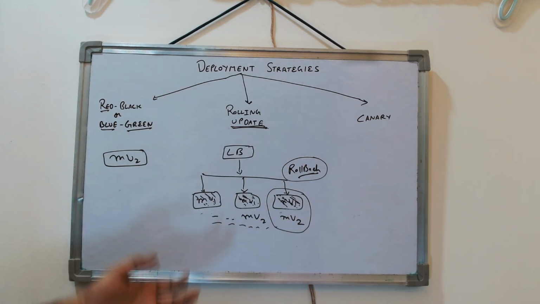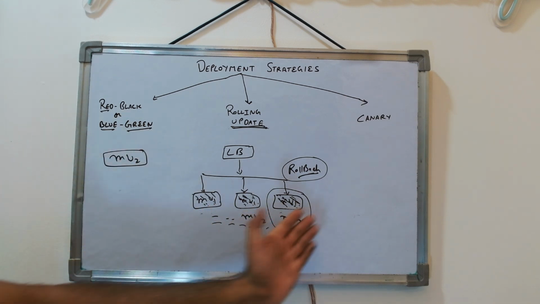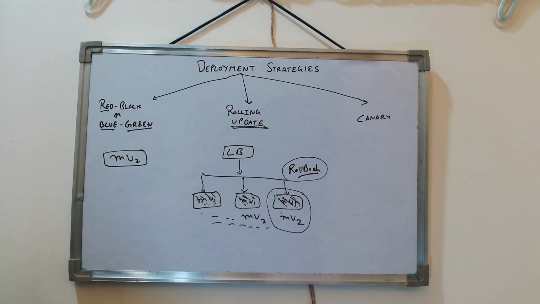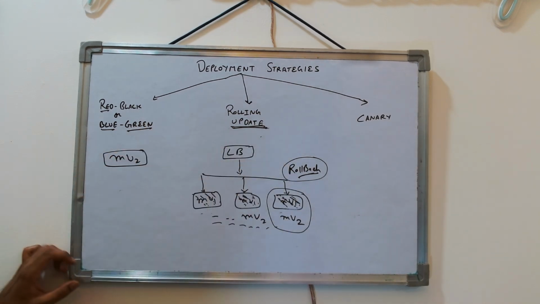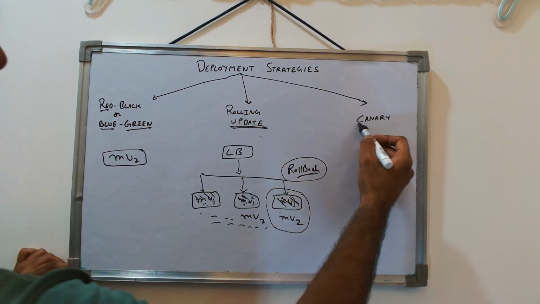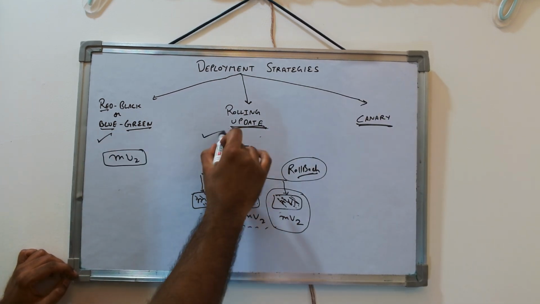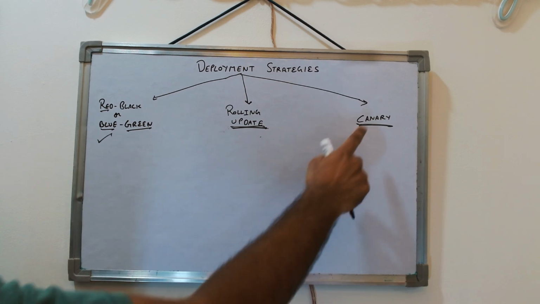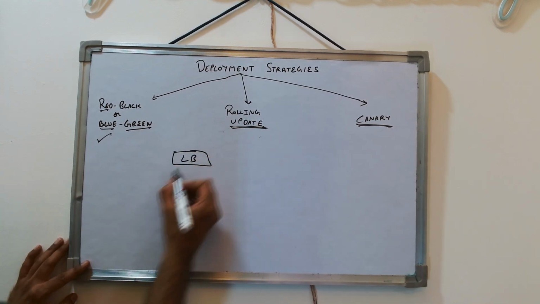But the advantage is it's very cheap compared to red black. You don't need additional capacity. For critical components, this is generally avoided. And here is Canary, which takes advantage of both red black and rolling update. How? In the Canary deployment, let's say this is your existing setup.